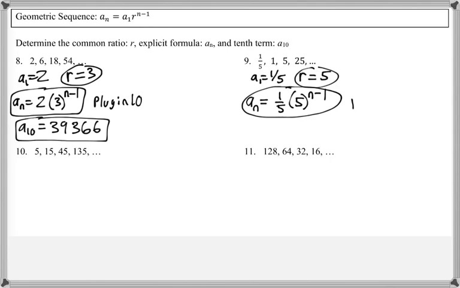Then I want to plug in 10, and A10 is equal to 390,625.